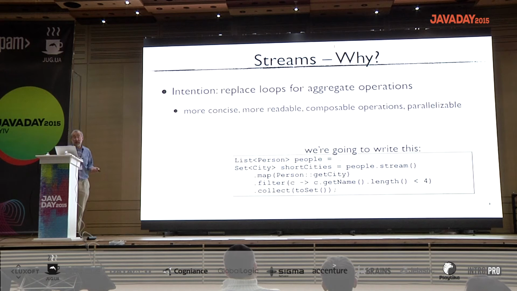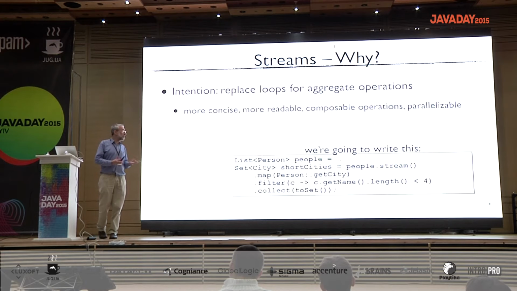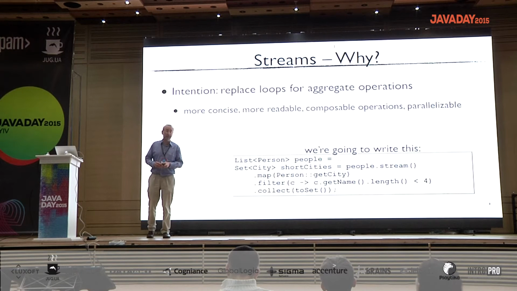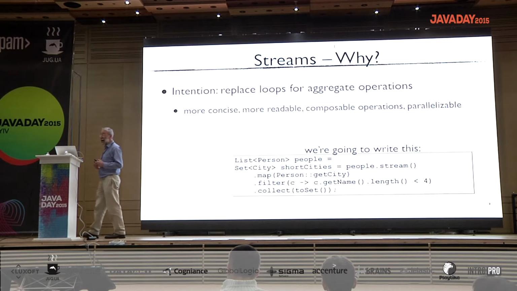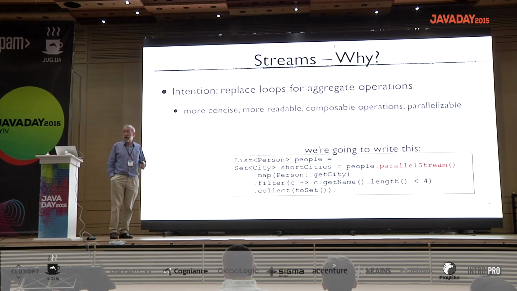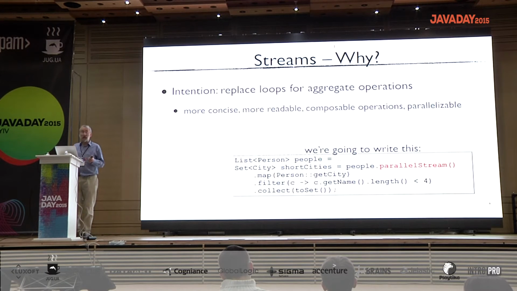So the claim is that it's going to be more concise and more readable. Very importantly, the operations are composable, so it's easy to build up much larger operations from much shorter ones. Yesterday, I used the analogy of a Unix pipeline for that effect. And still very importantly, it's very easily parallelizable. We can just write parallelStream there instead of stream, and hey presto, we get parallelization. I'll go on to talk about that in a moment, in a bit more detail.